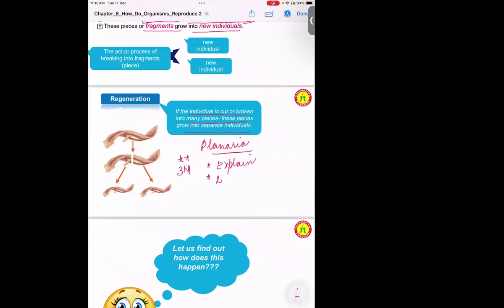or they ask you to draw the diagram of regeneration in planaria, or to define regeneration. So likewise, they ask 3-mark questions from this topic. That is why this is a very, very important topic of this chapter.